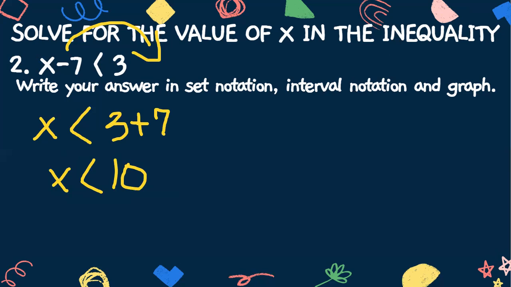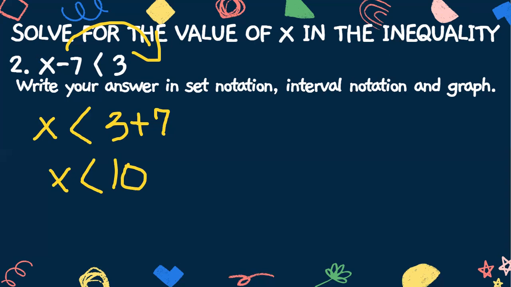Because it is not included. And then, in interval notation, we use parentheses. When we say parentheses, it is not included. Okay, so x is less than 10.